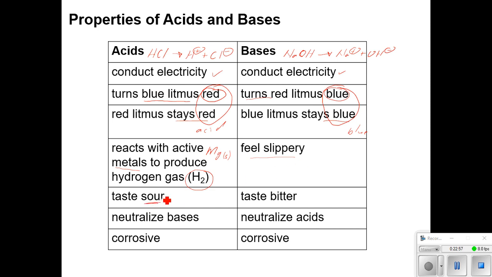Acids taste sour. Again, think about common ones, like fruit juices and lemon juice and lime juice, citrus fruits, they contain citric acid. Vinegar is acetic acid. For bases, the opposite. Instead of tasting sour, they taste bitter. We saw a neutralization reaction. So something like hydrochloric acid will neutralize a base, like sodium hydroxide, through that neutralization reaction that we saw. And in both cases, they can be corrosive.